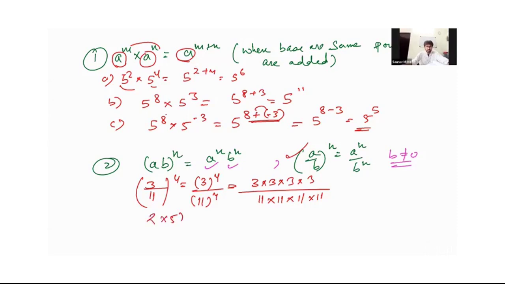2 into 5 to the power 5, what will you do? Now since this is in multiplication case, okay, this is (ab) to the power n type. The first term is your a, the second term is your b. So we will distribute the power to each term. So this will be 2 to the power 5 into 5 to the power 5. Okay, this representation is a to the power n, b to the power n.